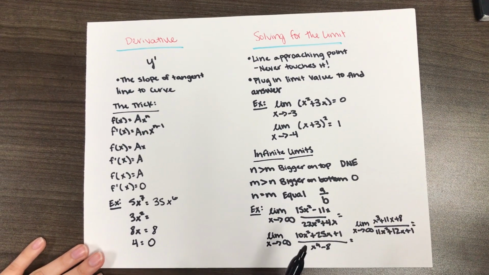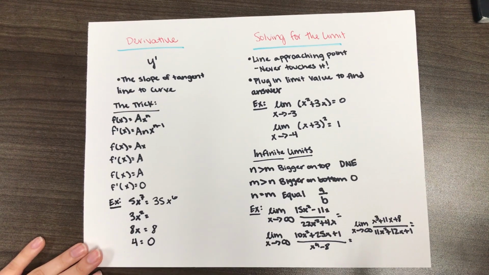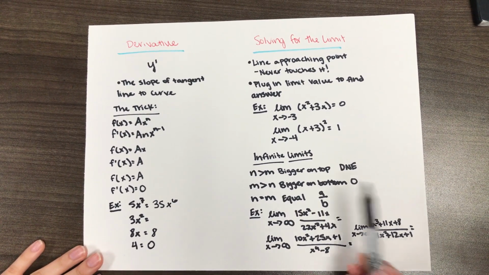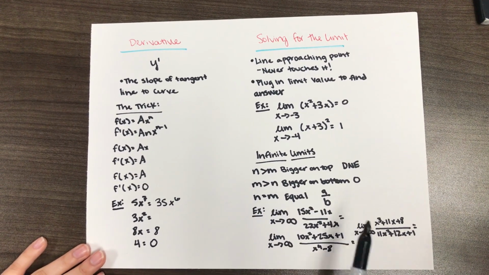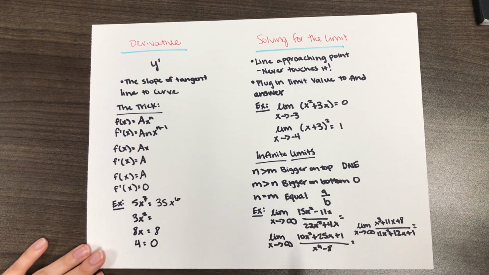When you're working with infinite limits, you're going to have to remember 3 important things. When the exponent is bigger on top, then the answer will be does not exist, DNE. If it's bigger on bottom, your answer is 0. And if the exponents are equal, then it's going to be A over B.